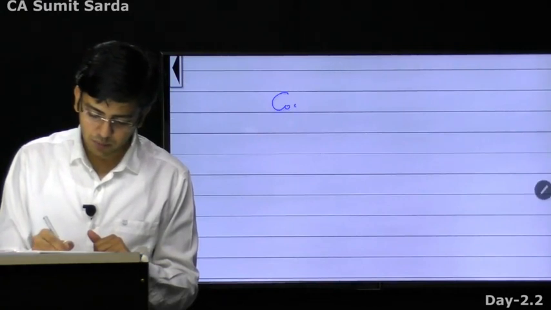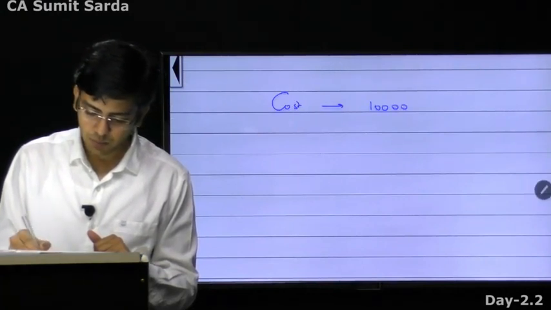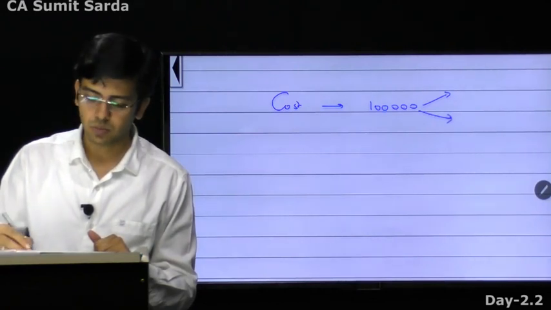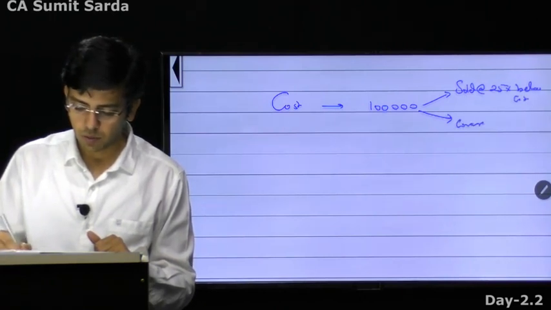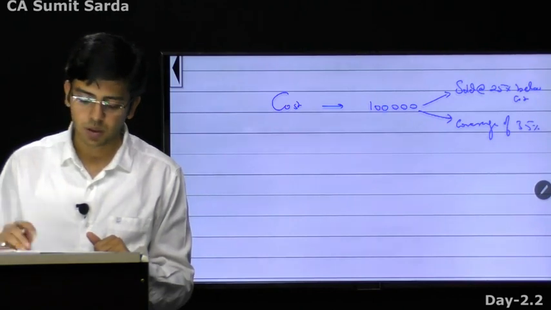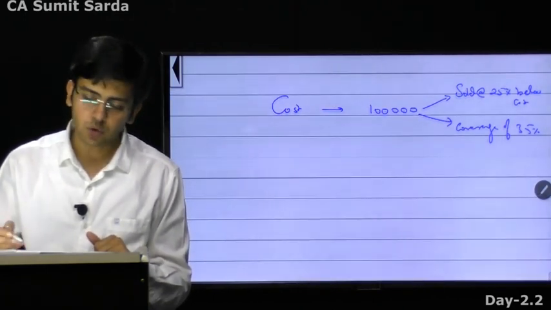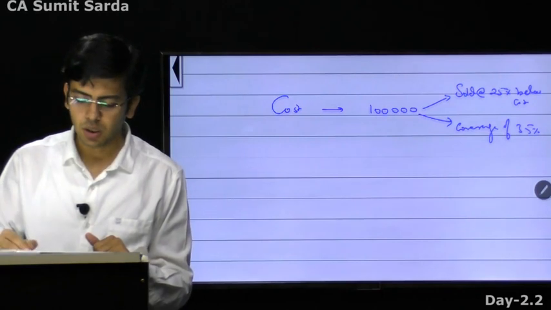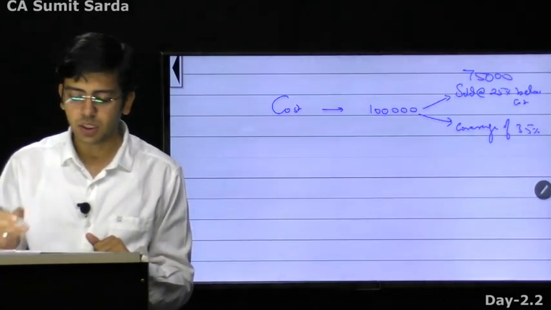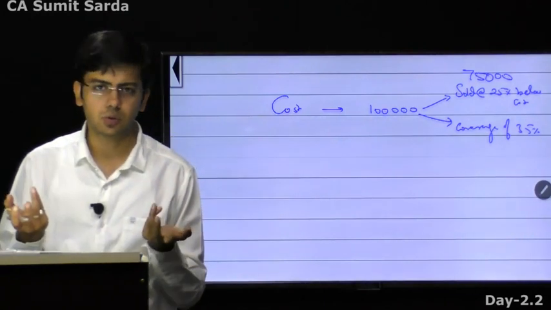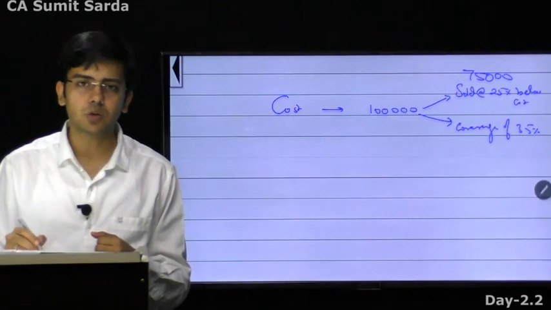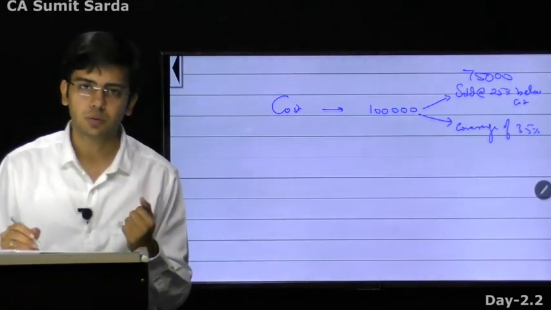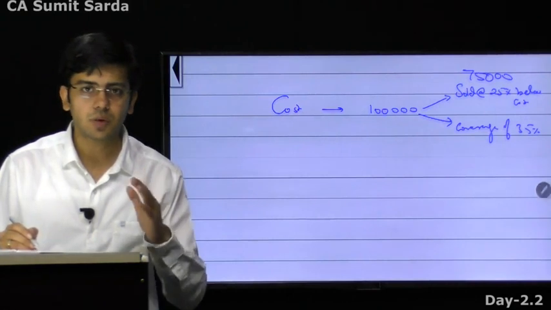What I have paid? I have paid 1 lakh. Now 1 lakh splits into two parts: sold at 25% below cost, and coverage of 35%. Now 1 lakh should be split into these two parts. Logically, out of 1 lakh, 75,000 is paid for the inventory to be sold at 75,000 below cost. And the remaining 25,000, the loss that has been faced by Amit, for it, he has received some free inventory.